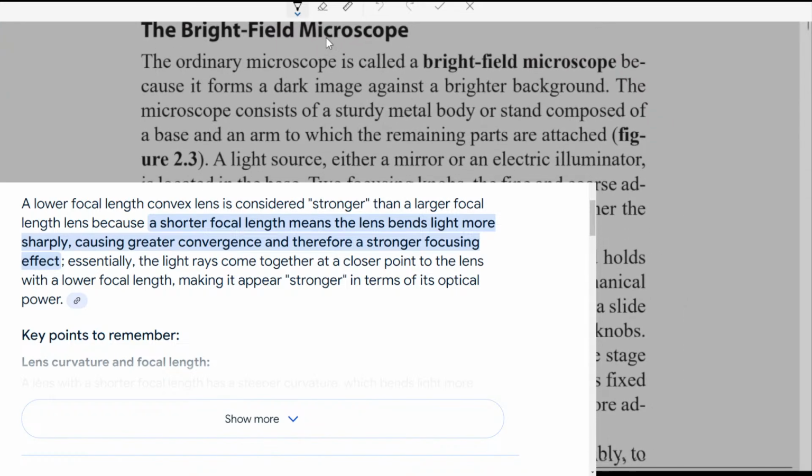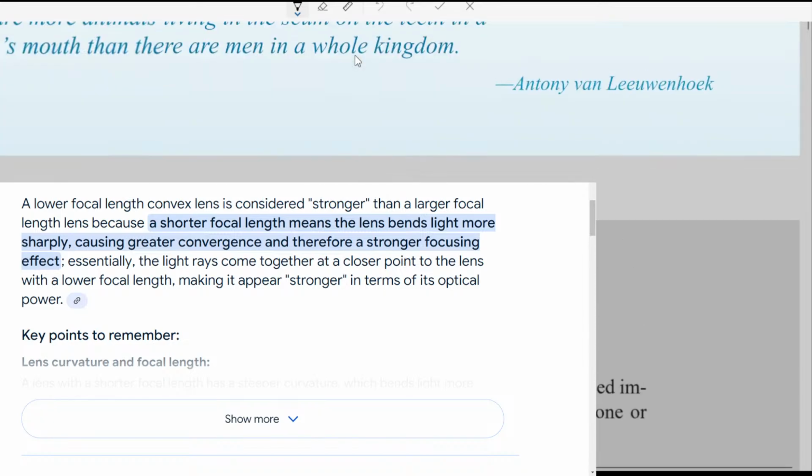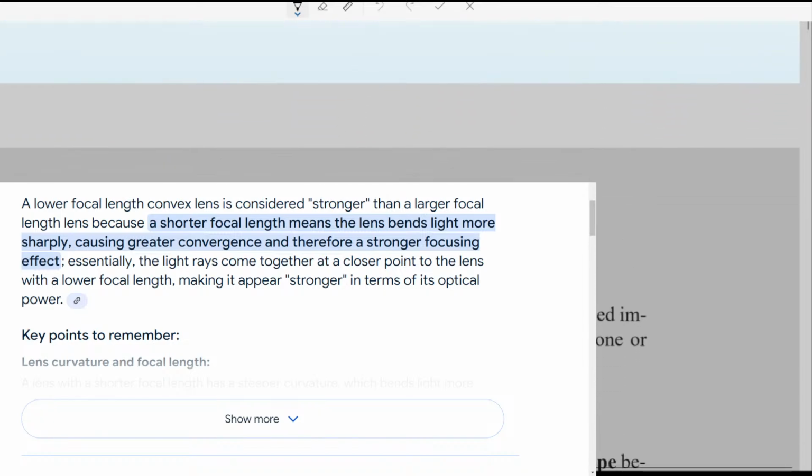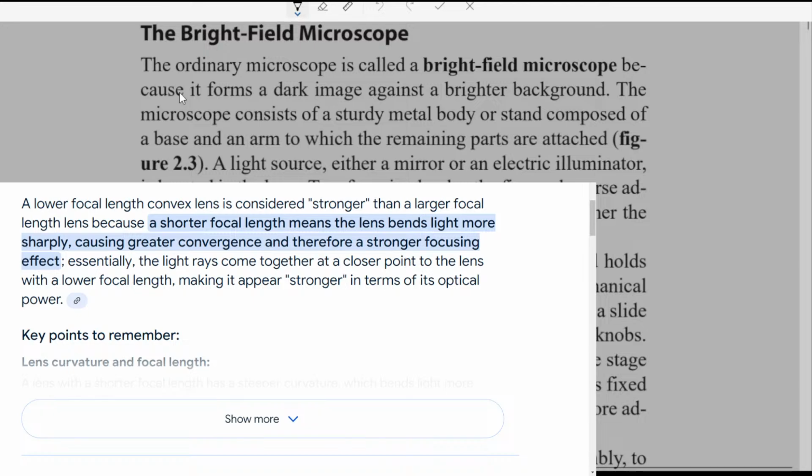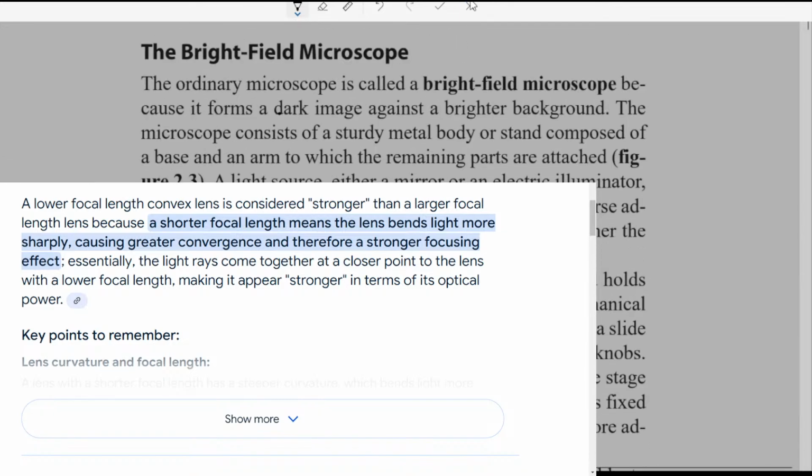The bright field microscope. Let me guess before going into that. I think that by bright field it means the slide we use has a background, right, when we put the specimen on it. So I think if it is the transparent one, it is the bright field microscope, and if it is the darker one, it is the dark field microscope. This is how much I am getting, right? Let's see if I'm wrong. The ordinary microscope is called the bright field microscope because it forms a dark image against the brighter background.